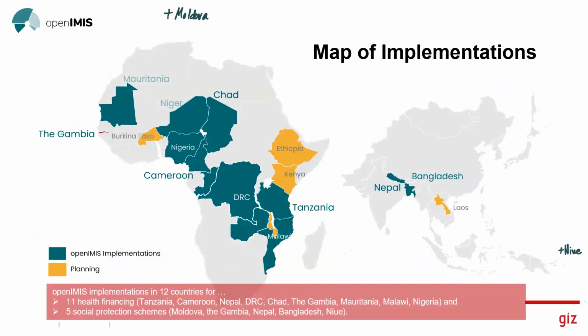As of now, there are some countries using OpenEMIS here. There are 11 implementations for health financing, and 5 implementations for social health protection. There are new countries coming in to implement OpenEMIS in the health insurance scheme or social protection scheme.